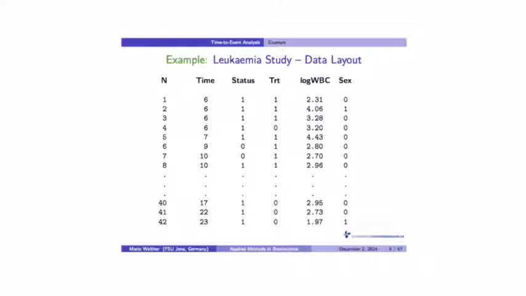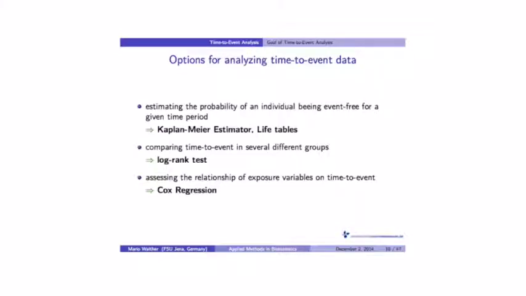So due to censoring, we need special techniques to handle this kind of data. At first, we have to estimate the probability of an individual being event-free for a given time period. This can be done by applying the Kaplan-Meier estimator or life tables. The second part is that we want to compare time-to-event data in several different groups. For instance, we want to compare the event time experience in the treatment group compared to the placebo group, which can be done by applying the log rank test.